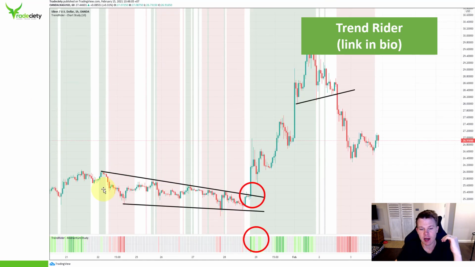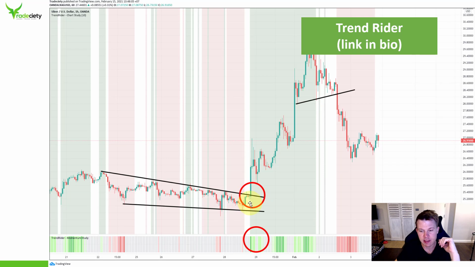Here another example of how the trend rider can be used with breakouts. That's how I use it in my trading. So we have a wedge pattern here where we can really nicely define a sideways range. With the wedge, you can see we have a trend line, 1, 2, 3, 4, 5 touch points.